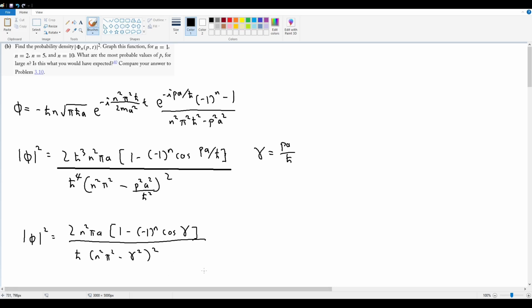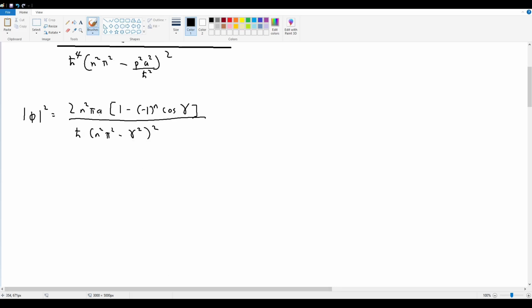And now what you can do is I can say, okay, well, I know that a and h bar are constants, right? So what's stopping me from moving them to the other side and redefining this expression as h bar over a times mag phi squared equals 2 pi times 1 minus negative 1 to the n cosine gamma, all divided by n squared pi squared minus gamma squared, like this, right? There's nothing stopping me from this.